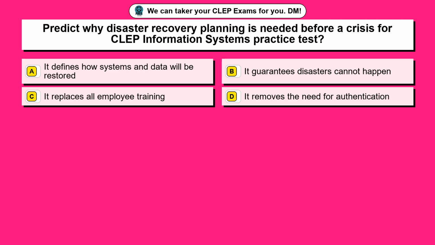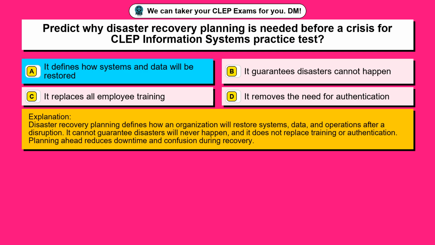Question 49. Predict why disaster recovery planning is needed before a crisis for CLEP Information Systems practice test. Option A. It defines how systems and data will be restored. Option B. It guarantees disasters cannot happen. Option C. It replaces all employee training. Option D. It removes the need for authentication. The correct answer is option A. It defines how systems and data will be restored.